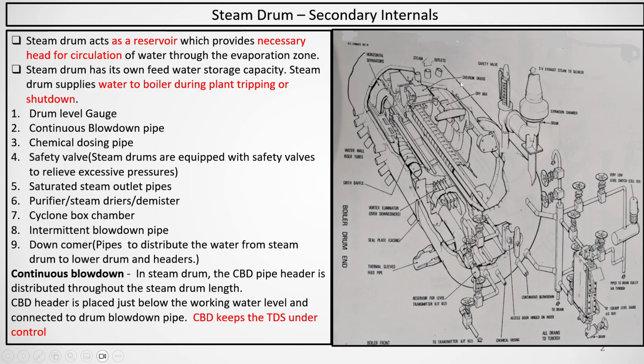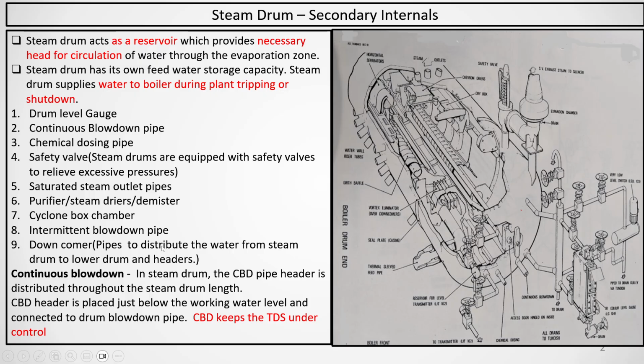Then the saturated steam outlet pipe. After the chevron dryer, the steam comes to the steam space and then the dry box, and from there it goes through the steam outlet pipes, which are called the saturated steam outlet pipes. Then there are demister pads inside the dry box, so the last drops of water and particles will be separated.